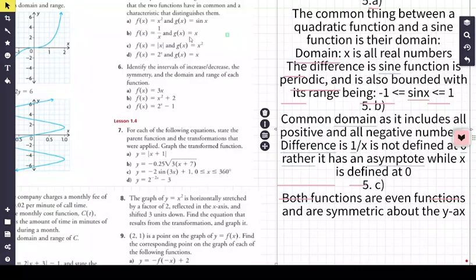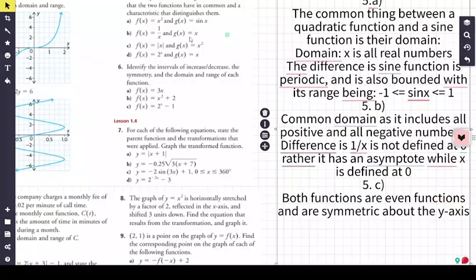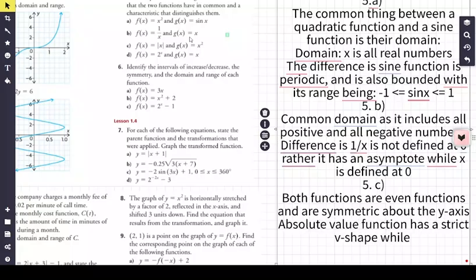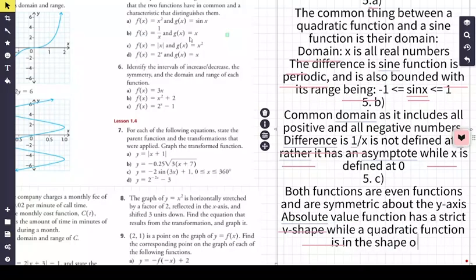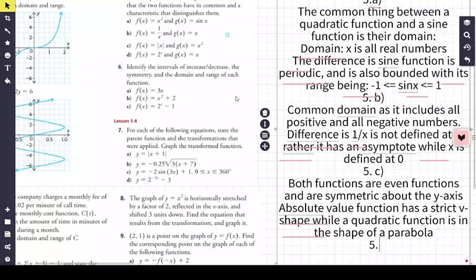Now, what are the differences? Well, let's talk about shape. The absolute value function has a strict V shape, while a quadratic function is in the shape of a parabola. It sounds so obvious. Let's go ahead and get on to 5d, which is our last part of this question.